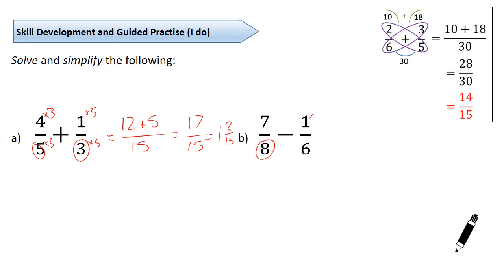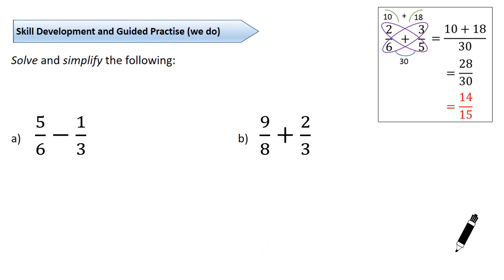Okay, with the next one, both the denominators are different, so same again. Get the 8, times it by everything on the right hand side, and get the 6 down here and times it by everything on the left hand side. Right, 7 times 6, 42, 1 times 8 is 8, and then for our denominator, 8 times 6 and 6 times 8 are both 48. This gives us 34 and 48, which will simplify to 17 on 24.